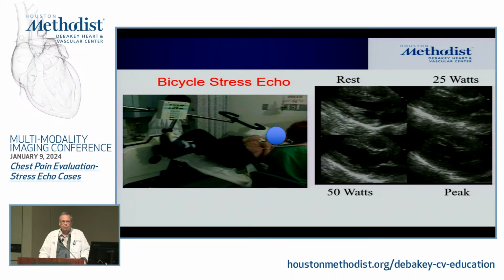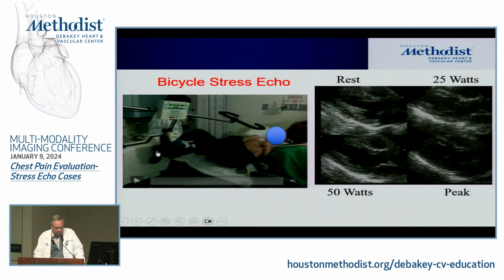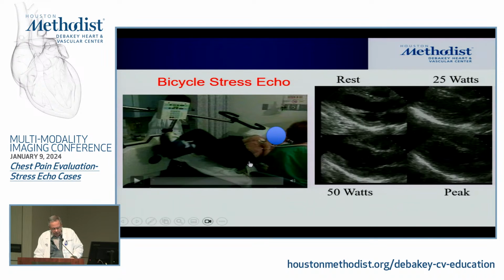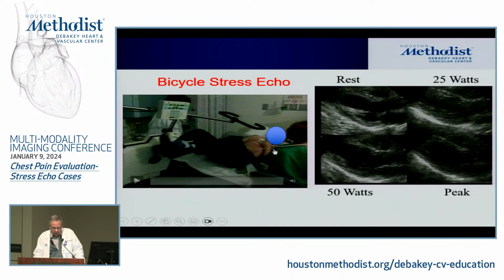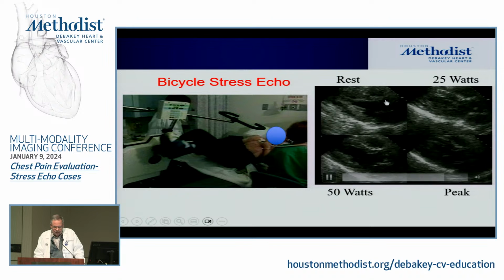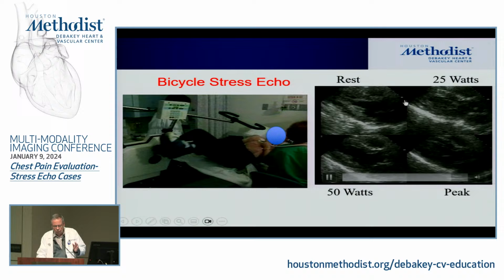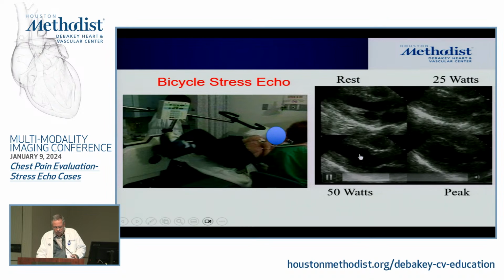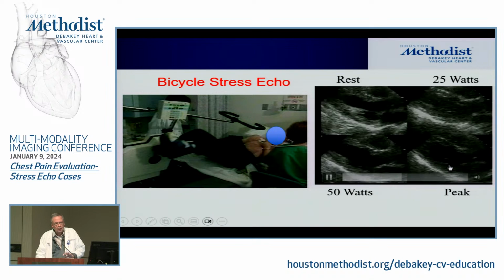Now, bicycle is a very, very nice technique. And you need to have a special bicycle that allows you to bring the table slightly lateral so you can get the best quality of images. And then you do resting and during exercise. And this is a real advantage, because now you can go low level, medium level, peak level, and see what happens to the ventricle as you're proceeding.